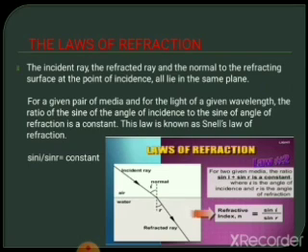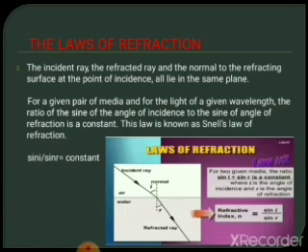If we draw an angle between the normal and the incident ray, this angle, this i portion, is known as the angle of incidence. The angle of incidence is always drawn from the normal towards the incident ray. With the same emphasis, the angle of refraction is drawn from the normal towards the refracted ray. So this portion is the angle of refraction and this one is the angle of incidence.